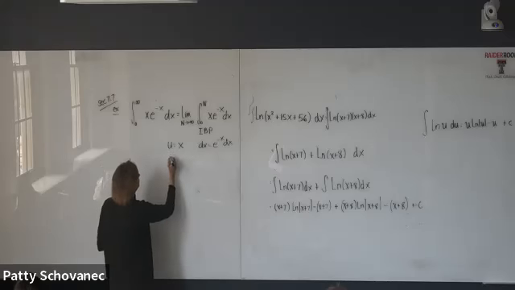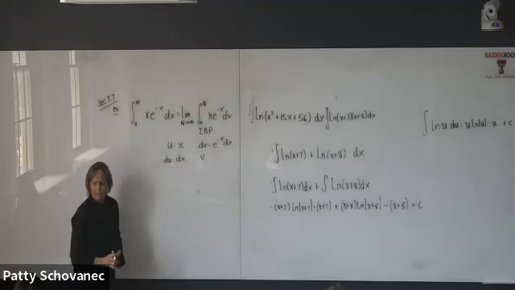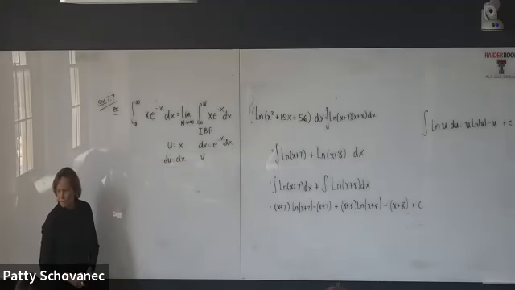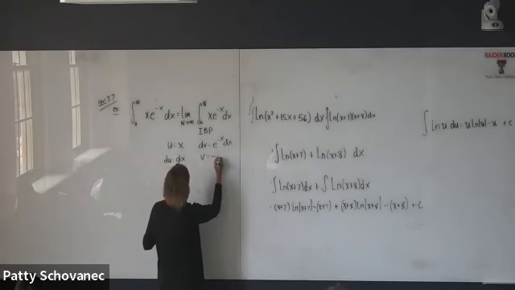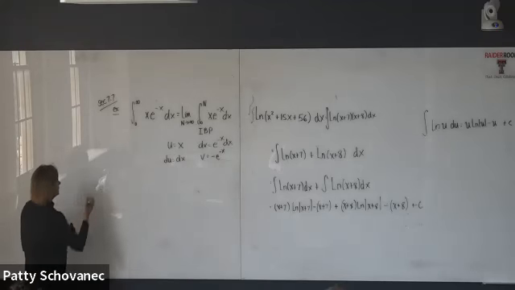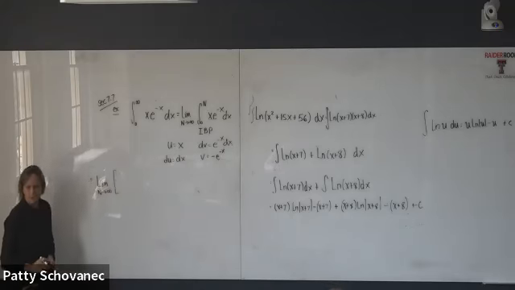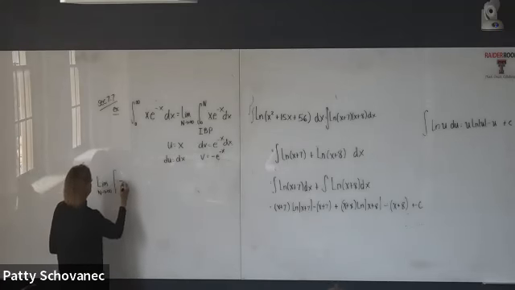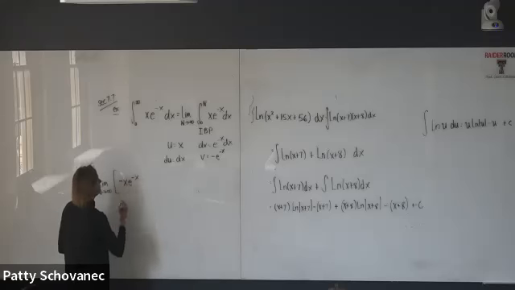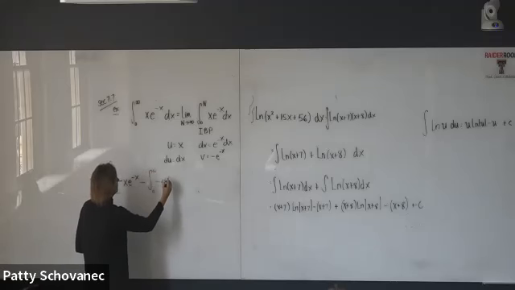And the derivative of x is 1, so du is just dx. What's the integral of dv? e to the minus x, all right, minus e to the minus x. So now let's write that as the limit as n goes to infinity. And then here we put our uv minus the integral of v du. So uv gives me minus x e to the negative x minus the integral of v du.